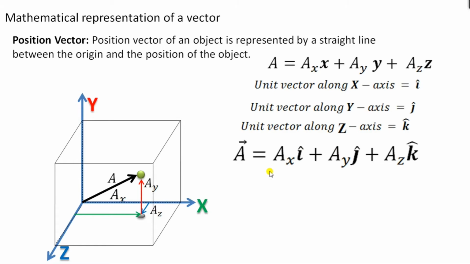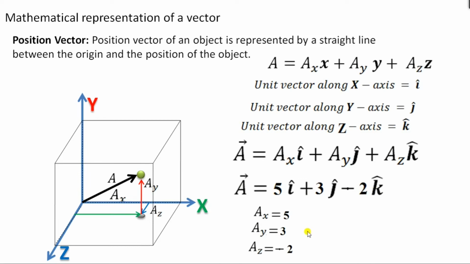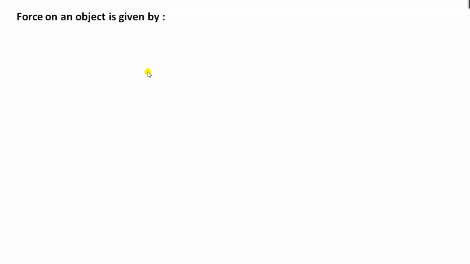And now I'll take one example of a vector. Here vector A is 5i plus 3j minus 2k. So here ax is 5, ay is 3, and az is minus 2. As we all know, force is a vector, so we can represent force in the form of a vector. Here you can see force is given by 4i minus 3j minus 0k.